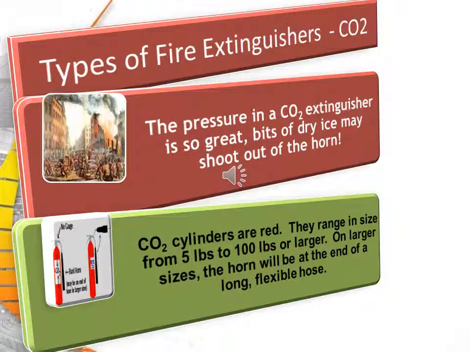The next type of fire extinguisher is CO2. The pressure in a CO2 extinguisher is so great that bits of ice may shoot out the horn when using it. CO2 extinguishers are red, and they range in size from 5 pounds to 100 pounds or larger. On the larger sizes, the horn at the end may be a long, flexible hose.